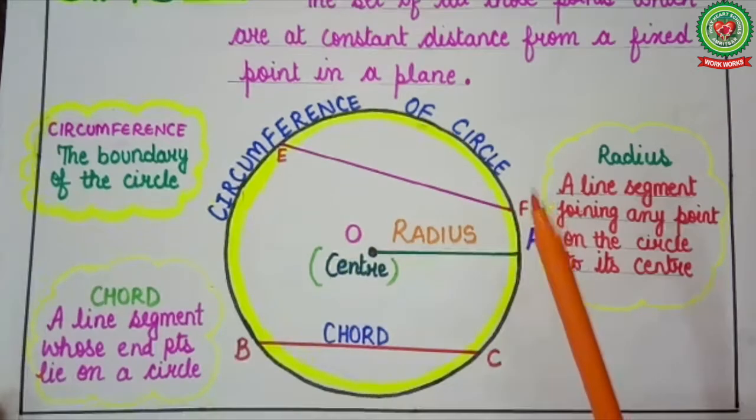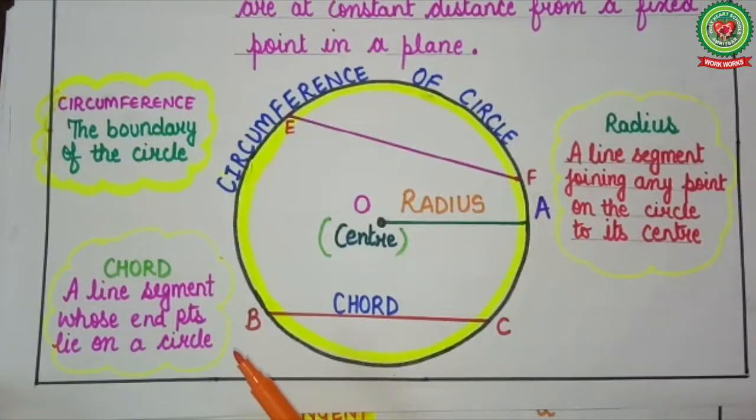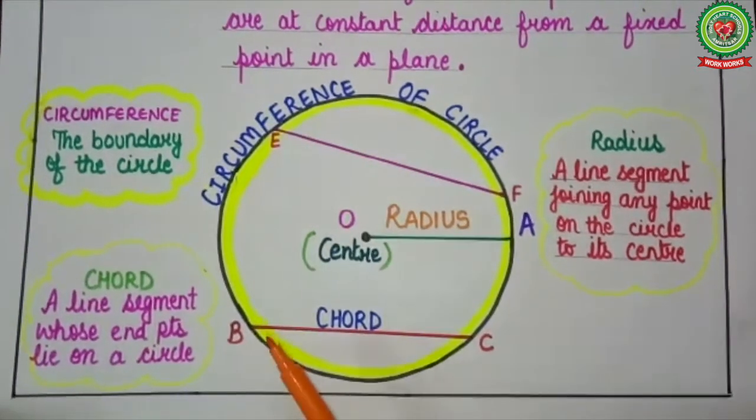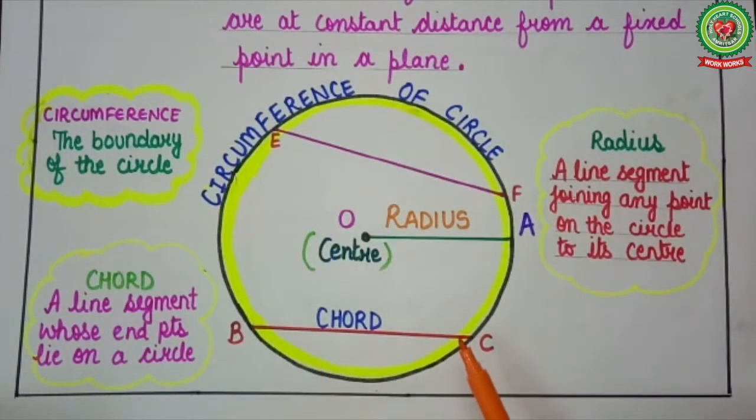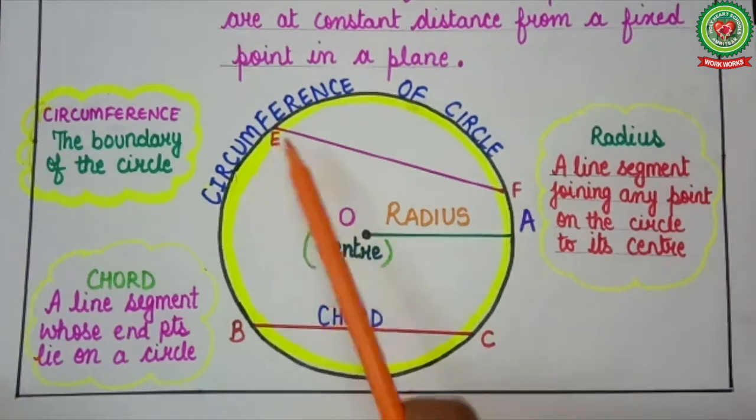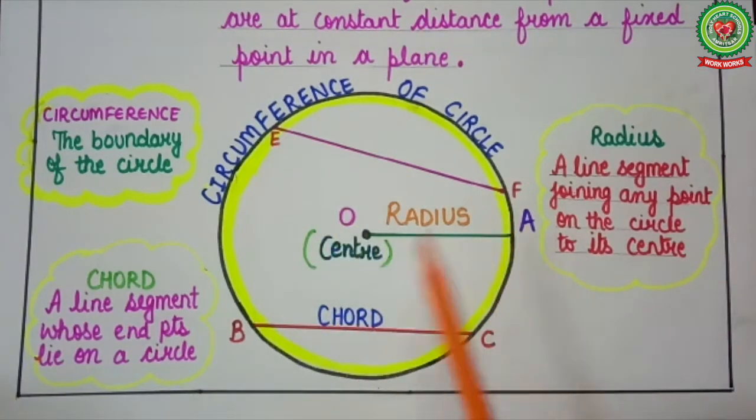Now next one is chord. A line segment whose end points lie on a circle. Now see, BC. These 2 points are lying on the circle. Therefore, it is a chord. Are you able to see here one more chord? Yes. Here EF is also a chord.